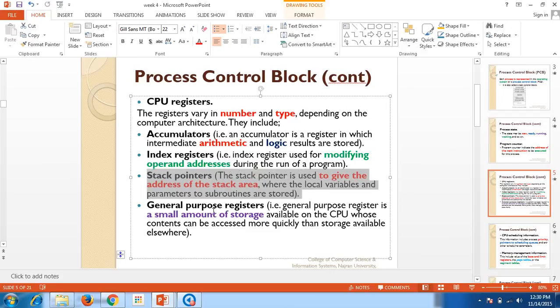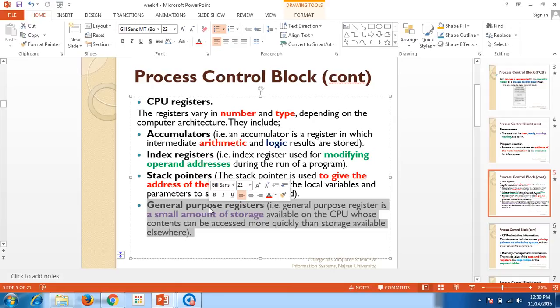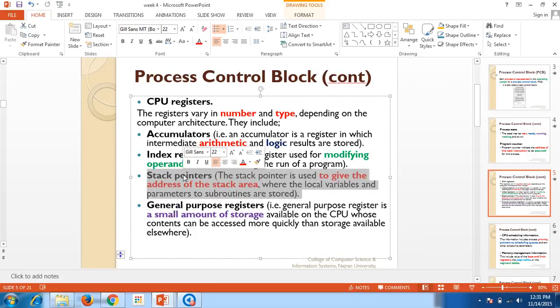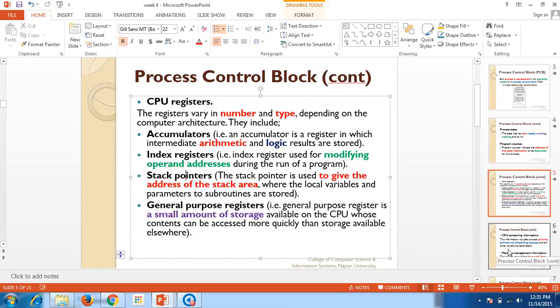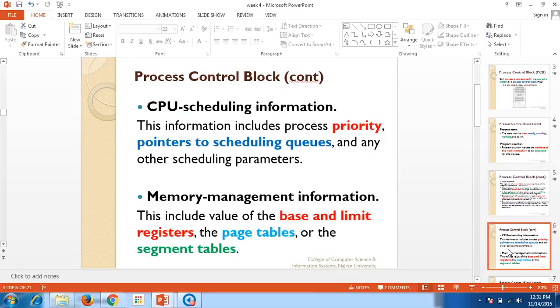Then we have the general purpose register, and this is a small amount of storage on the CPU. What is stored in this storage can be easily accessed by the CPU if we compare with any other storage devices. So these are the main CPU registers: accumulator, index registers, stack pointers, and general purpose registers. Then we have discussed CPU scheduling information and memory management information, and we said that these two topics will be discussed in detail in coming lectures.